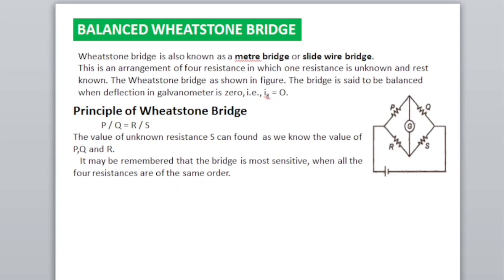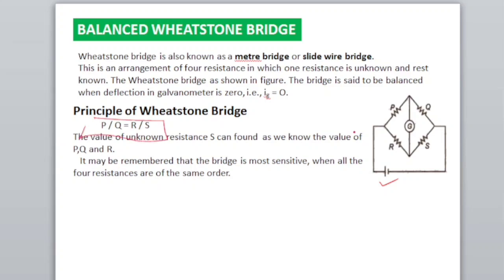Next, Wheatstone bridge. What do we mean by this? The Wheatstone bridge is also known as the meter bridge or slide wire bridge. It is an arrangement of four resistances P, Q, R, S in a diagonal form. A galvanometer is connected along one diagonal and a cell along the other diagonal. When the galvanometer shows zero deflection, the bridge is balanced. In that case, P/Q = R/S.